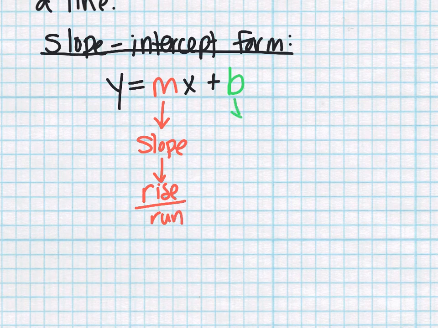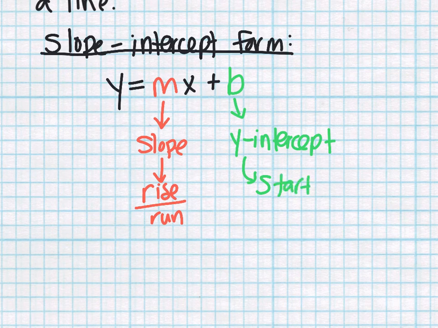B is our y-intercept. This is the point where we start. Start with the last number. Even though it's the last one, this is where you want to start. So y equals mx plus b, we've seen that before. Make sure you have that written down and you remember which number is which. Always start with the last part.